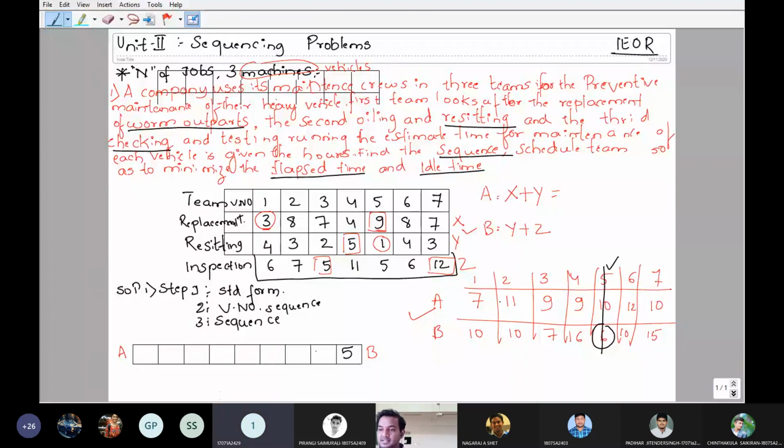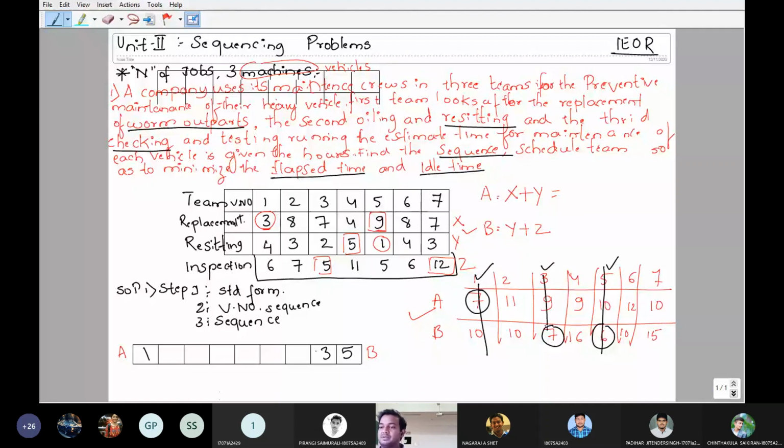7, sir. But you can see there are two 7s. One 7 is in A and the other 7 is in B. The first 7 we can write as a 1 here. The other 7 we can write now, vehicle number is 3. So this part and this part are completed.